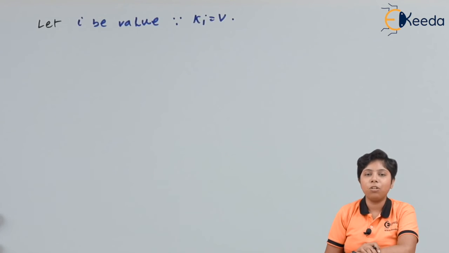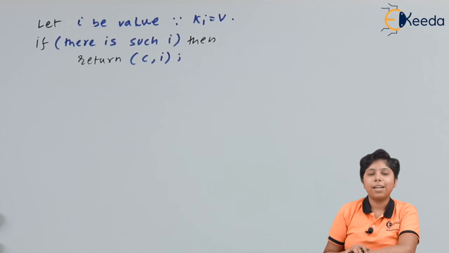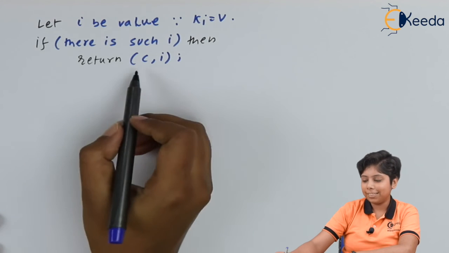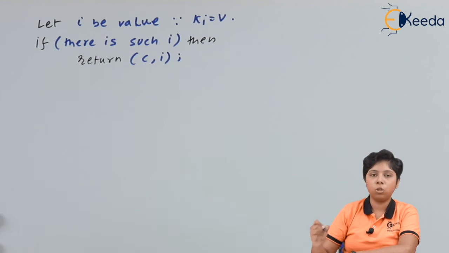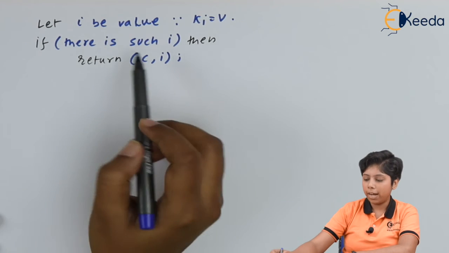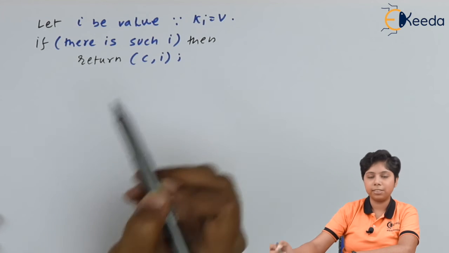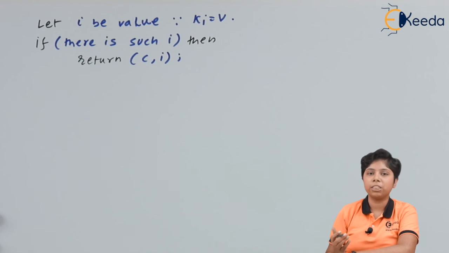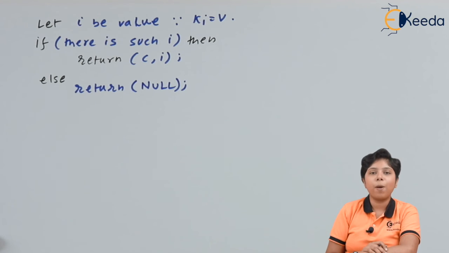Now let i be the value where Ki equals V, that we know. Now we will return C based on this value V. We have reached C and i, because C is the node containing the value V and search key Ki, so if there is such an i, we will return Ci. Otherwise we will return null, because we could not find any Ki that has the value V. Now this is how we query and point to a particular search value.